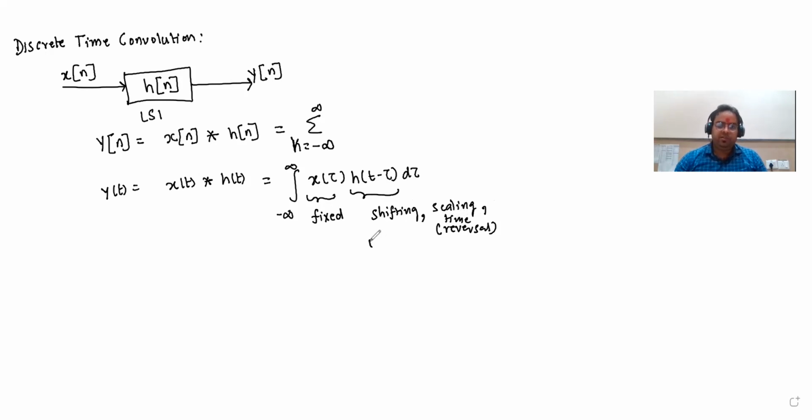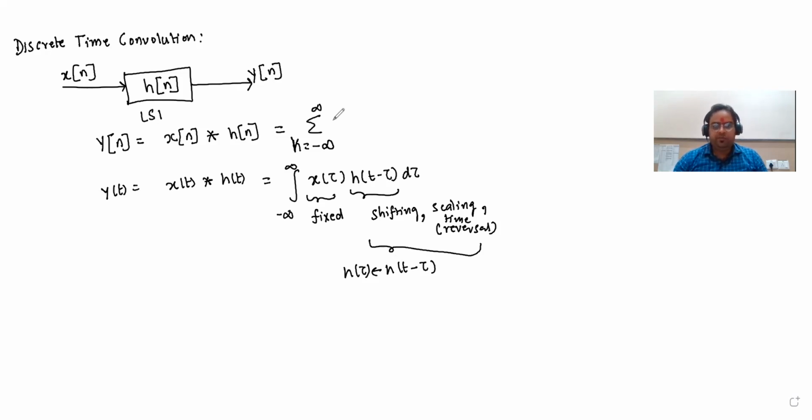So essentially these operations were done, we'll again recall, so that we are able to overlap h of t minus tau. This essentially, this is h of tau, to overlap or to slide this h of tau over x of tau. Okay, so that was what we had done.